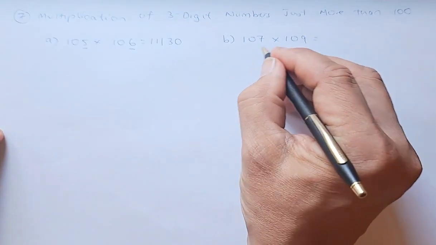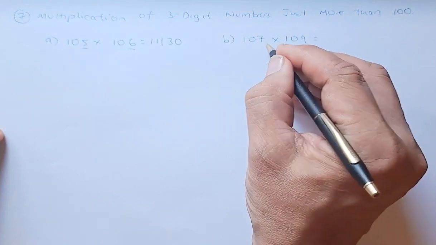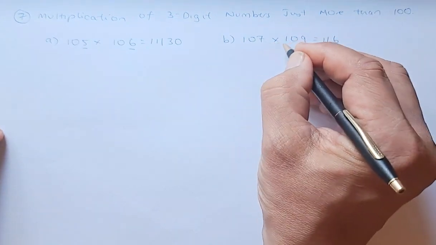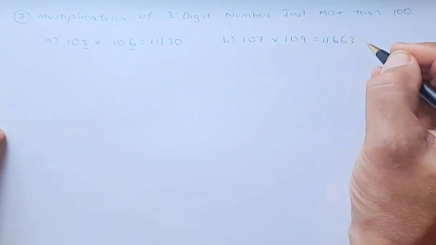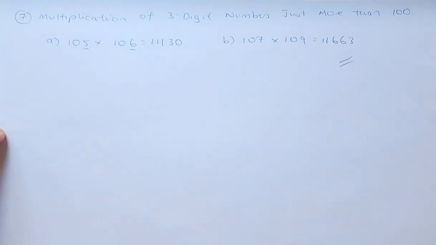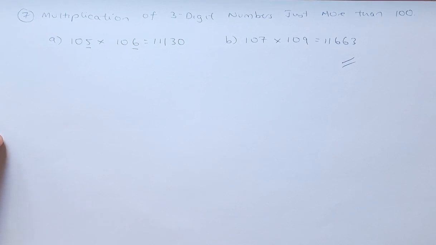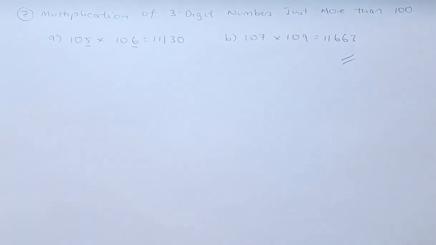And last but not least, 107 times 109. Add the 9 to this, it becomes 116. And 7 times 9 is 63. And that is how you shortcut in doing 7 different steps, 7 different methods. And if you can master 5 or 6, that will be great.